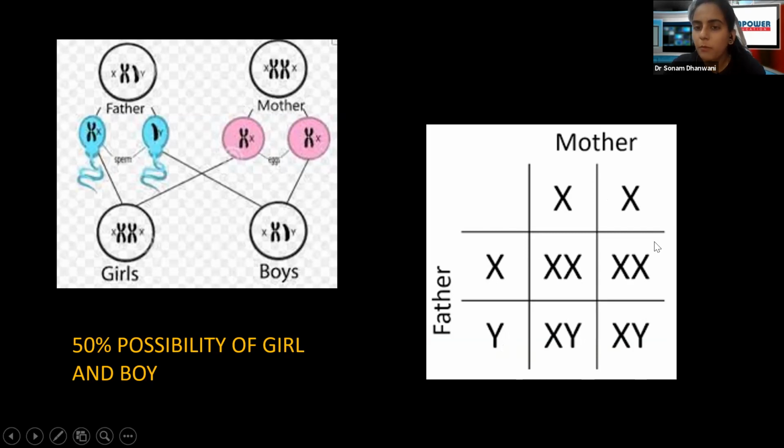So now yahan pe do baar double X aa raha hai aur do baar XY aa raha hai, matlab we are having four possibilities, right? This is 1, this is 2, this is 3, and this is 4. So in these permutations and combinations, we are having four possibilities. Four possibilities mein hamari do possibilities hain that it will be a boy and two possibilities are that it will be a girl. So it is a 50-50% chance whether it will be a boy or a girl. Right? Are we clear with this?